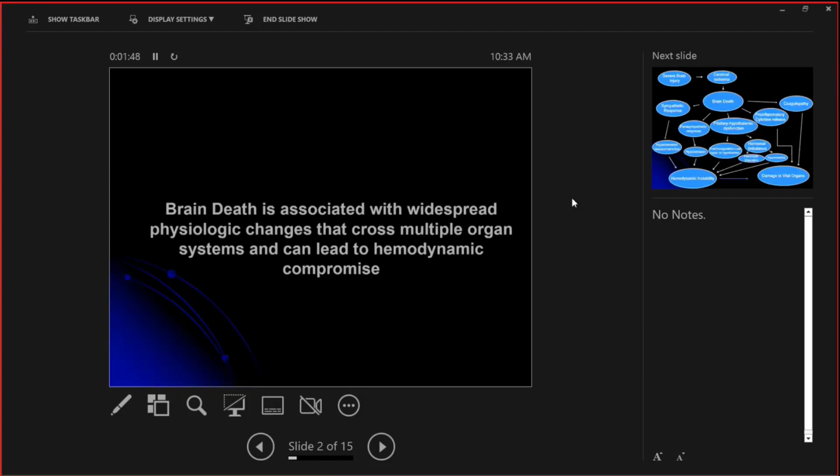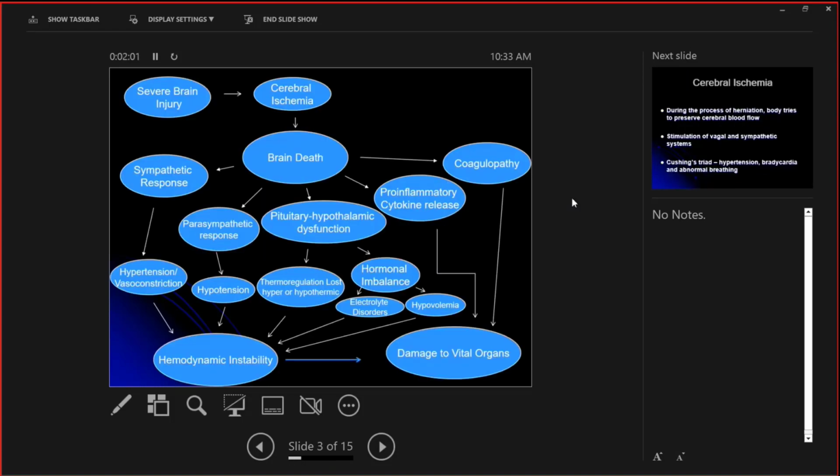Brain death is associated with widespread physiologic changes that occur across multiple systems in the body, and it can cause primarily hemodynamic compromise, and that's the biggest thing we worry about. This graphic is quite overwhelming, but it talks about everything that happens in the brain death process.